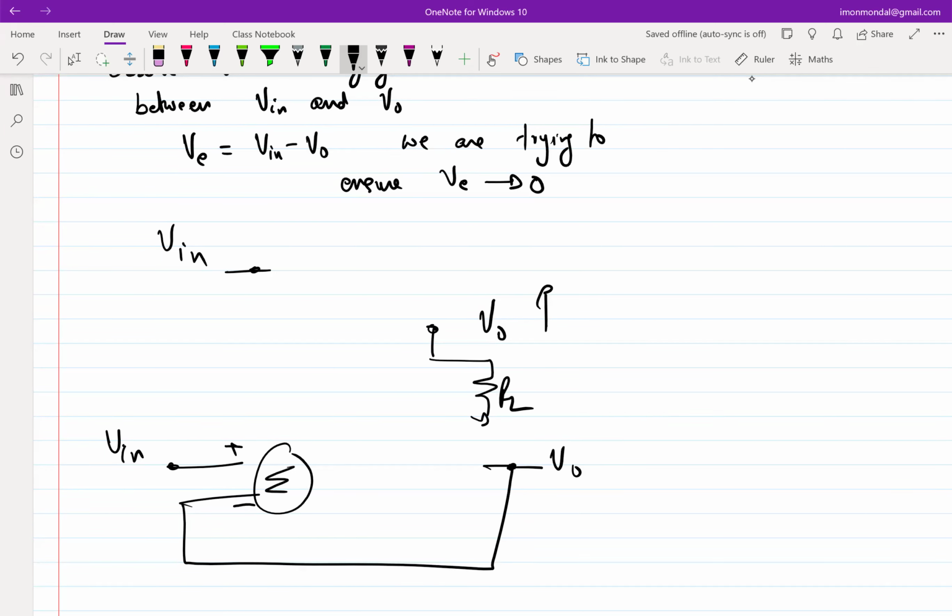Correct? So if we have this framework of measuring V in minus V naught, or get something which is proportional to V in minus V naught, then we can take some action based on that difference, right? If we don't have that difference generator, we cannot take any action. Correct? So in an incremental model of a transistor, do you know any way of getting that difference?